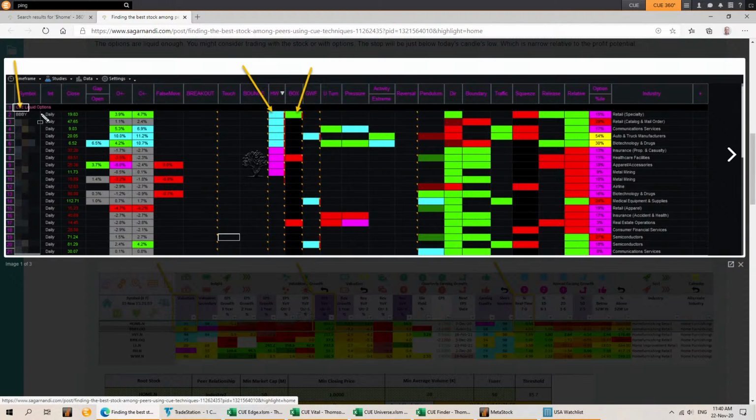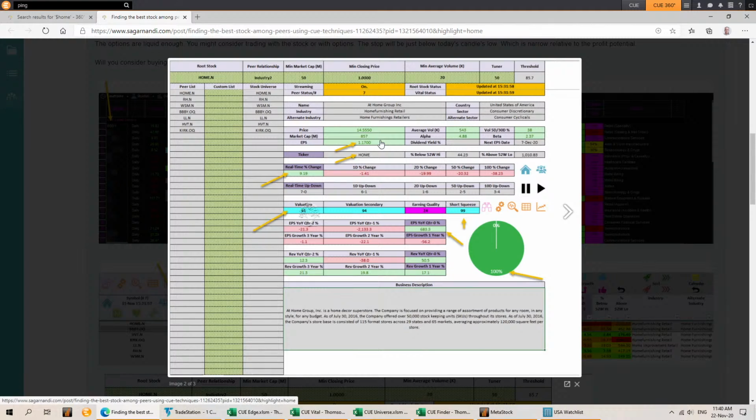Okay, I first looked at BBBY using Q radar on TradeStation. BBBY gave multiple buying signals. But I don't buy a stock before doing a peer analysis. I did a peer analysis of BBBY and found HOME to be a very strong stock. Excellent valuation, very high earnings growth, 683%, with a short squeeze potential.